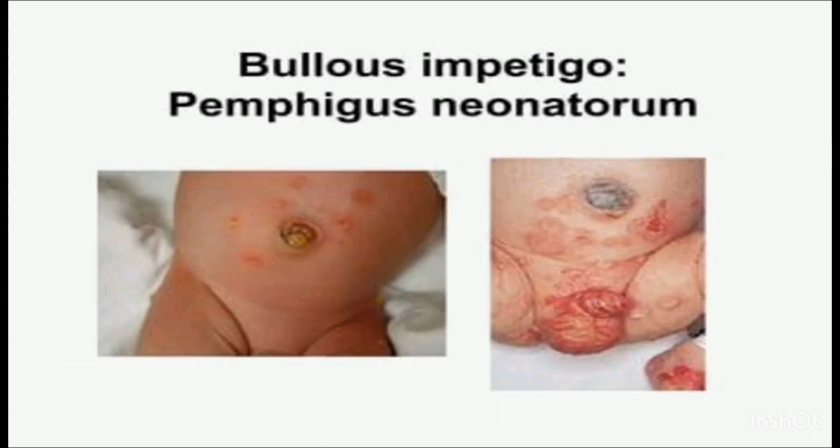This is the picture of bullous impetigo, also called pemphigus neonatorum. Bullous impetigo begins with small vesicles that become flaccid bullae. Exfoliative toxin A, produced by Staphylococcus aureus, causes loss of cell adhesion in the superficial epidermis. The bullae contain a clear or yellow fluid, which eventually progresses to become purulent or dark.